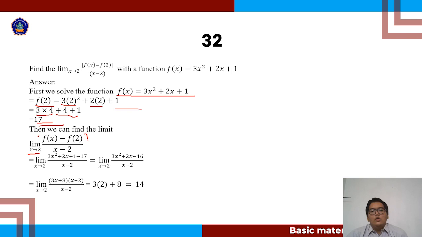So we can input the f(x), this f(x) to this, to here, here f(x), and here function f(2). So the result is 14.